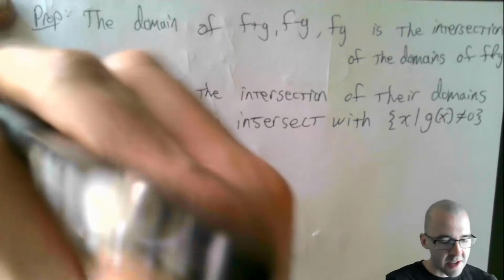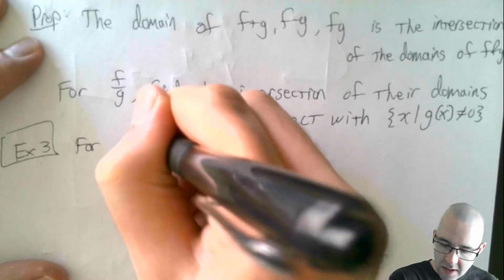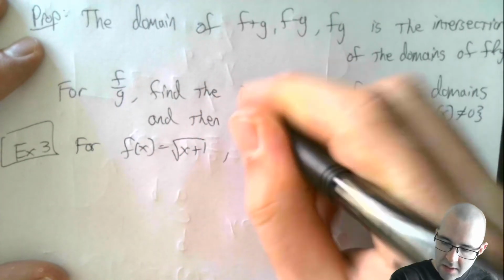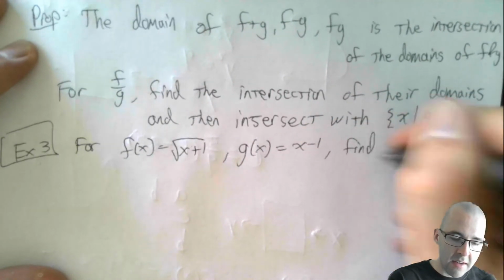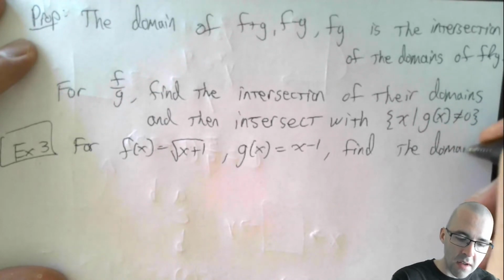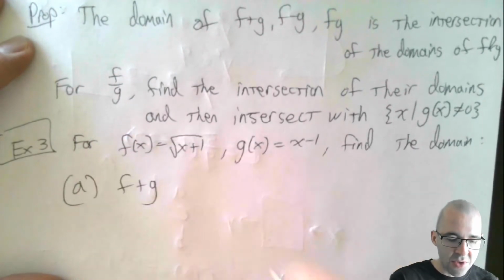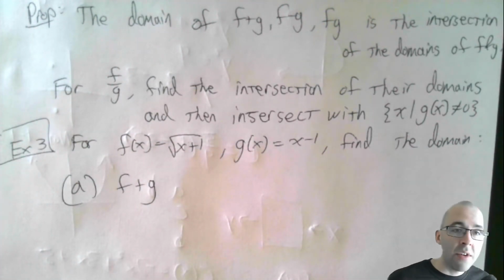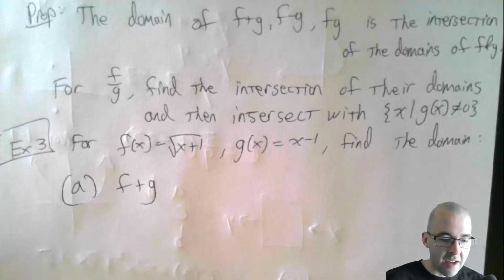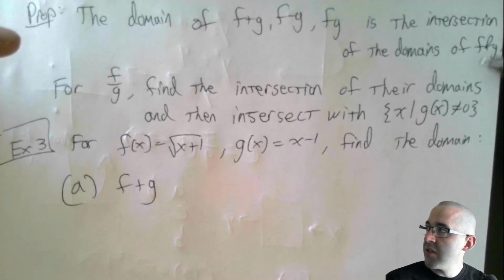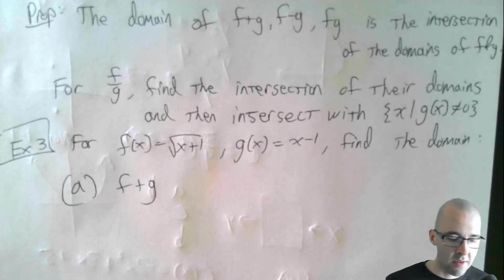All right, so let's use this. Example 3. For f of x equals the square root of x plus 1, and g of x equals x minus 1, find the domains of the following. Part A, f plus g. As a side note, notice that we don't actually have to find what f plus g is, right? To find the domain, we just have to find the domains of them individually. We don't actually need to calculate f plus g, okay?